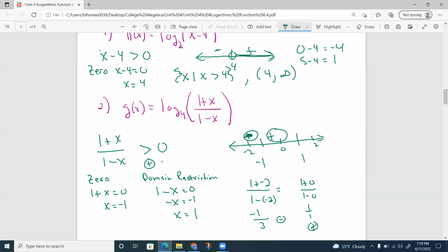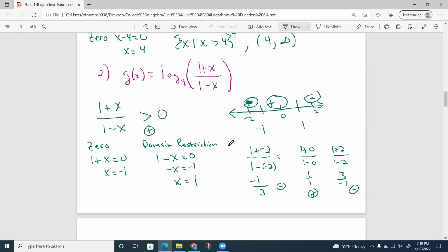So we tested a -2 there. So let's test a 2 over here. That would be 1 plus 2 on the top, and 1 minus 2 on the bottom. So it's going to be 3 over a -1, which again would be a negative. So over here would be a negative. What we're looking for is where it's positive. It looks like it's positive between -1 and 1. And again, we cannot include either boundary, so it's got to be open-ended.